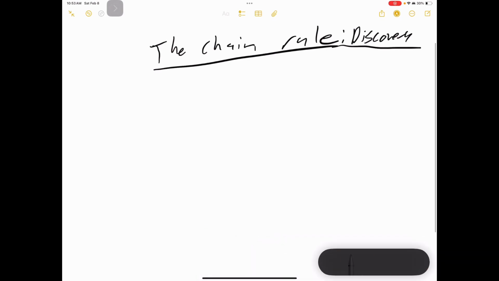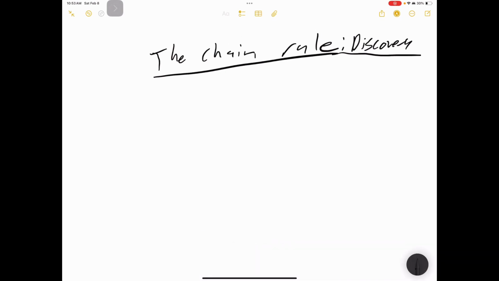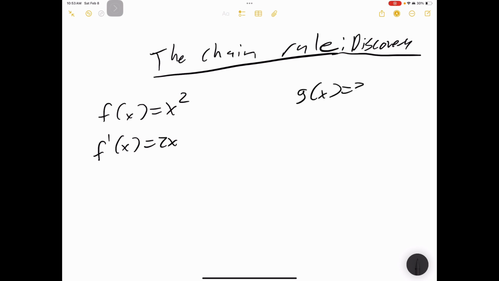Up until this point, we've learned the derivatives of pretty simple functions. So for example, we've learned the derivative of f of x equals x squared is going to be f prime of x, which is 2x. We've also learned things like the derivative of g of x equals 3x squared plus 1 is going to be g prime of x. We use the power rule again.